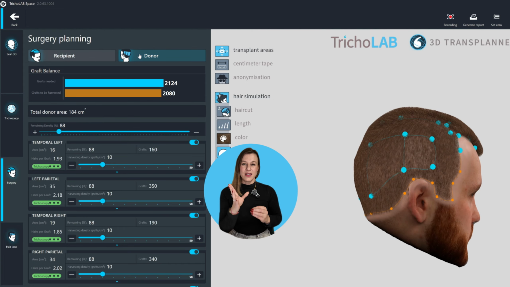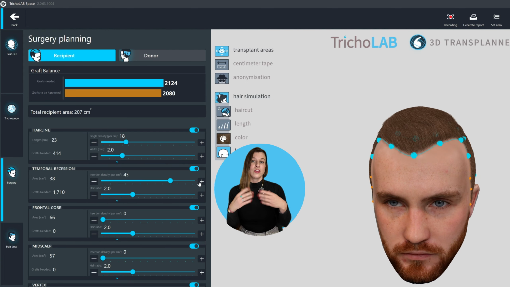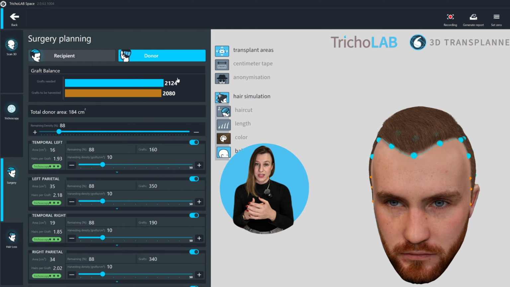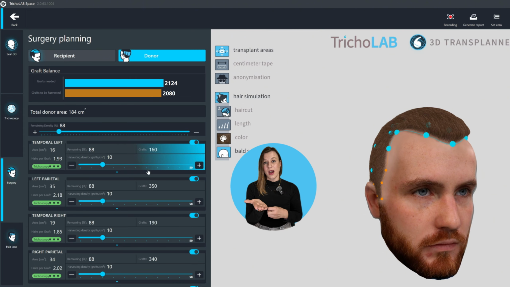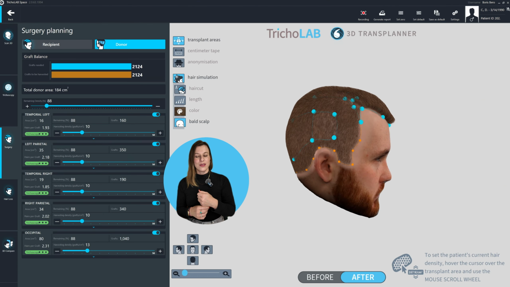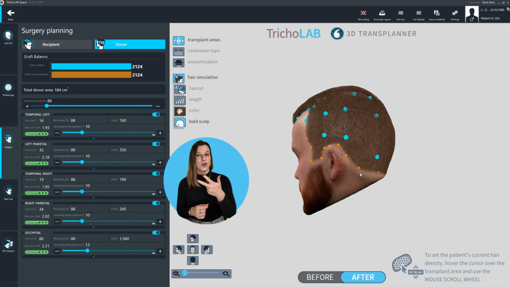Proposals offering 4,000 to 6,000 grafts at reduced costs often overlook donor limitations and future progression. While they might seem attractive initially, they might compromise long-term outcomes. Our protocol prioritizes donor preservation, progressive planning, and sustainable aesthetics.